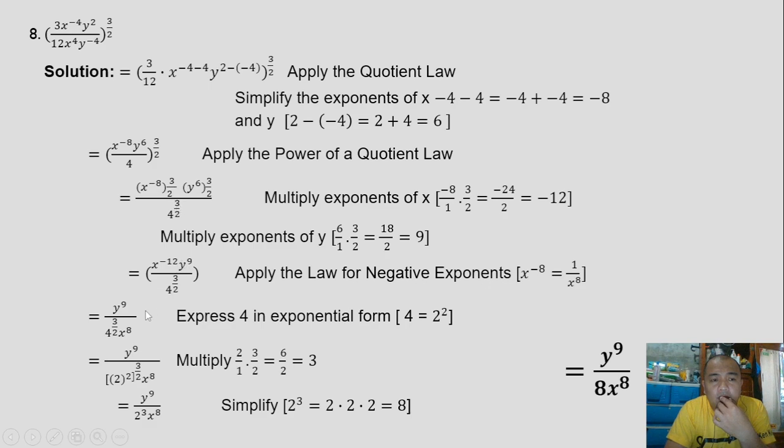4 raised to 3 halves. But 4 can be written as 2 squared. So 2 squared raised to 3 halves means 2 cubed. So the answer will be y raised to the 9th power. Since the 12 is negative, it will be written in the denominator, x raised to the 8th power. So the answer is y to the 9th power over 2 cubed x to the 8th, or simply y raised to the 9th power over 8x to the 8th power. Okay, get it?